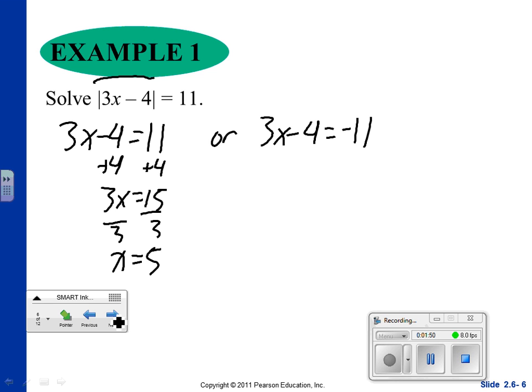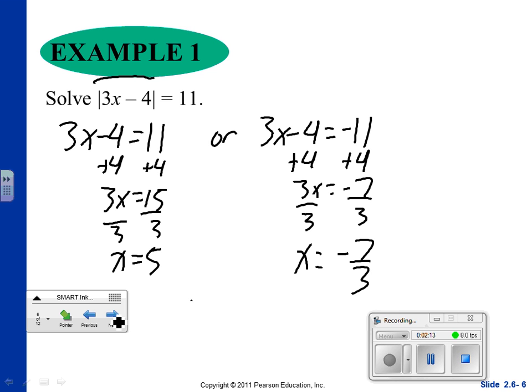Don't assume that the other solution is negative 5. Just because we changed 11 to negative 11 doesn't mean the solution just changes signs as well. If we add 4, we in fact see this is adding up to be the same. Divide by 3. And since 7 isn't divisible by 3, we just leave that as a fraction. So we have two answers, negative 7/3 and 5.